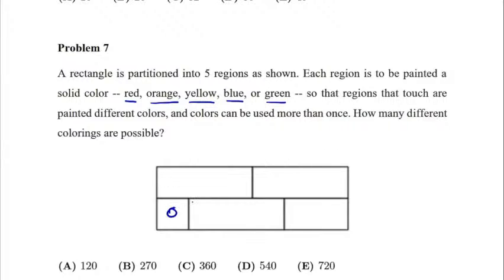So for example, this and this should have different colors. This and this should have different colors. All these things. And colors can be used more than once. How many different colorings are possible?